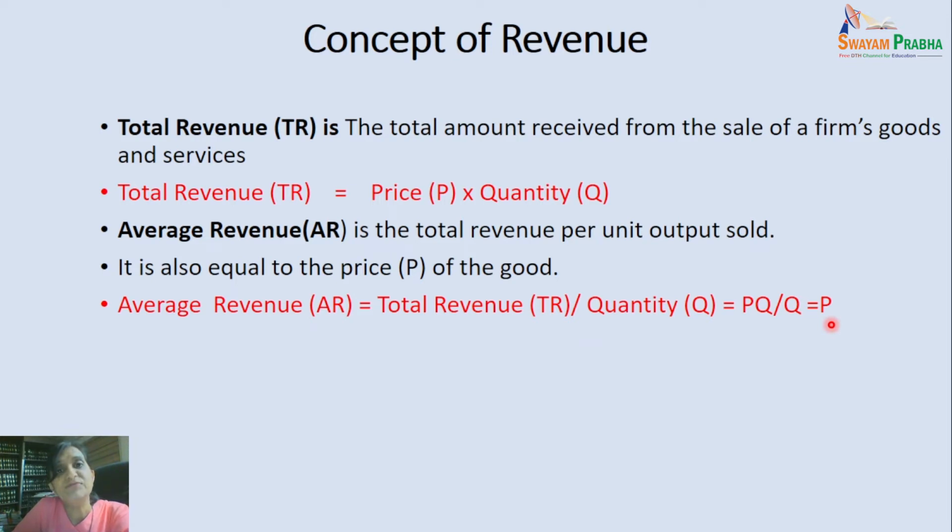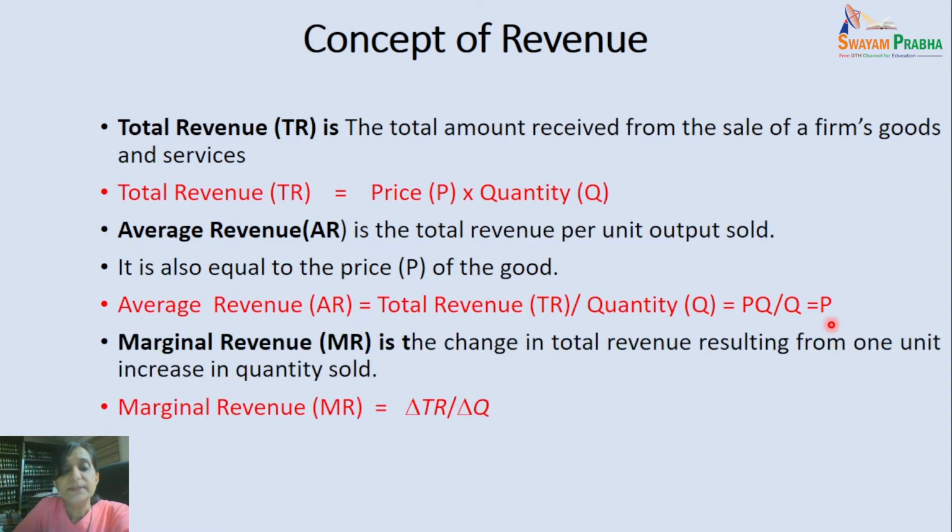And also average revenue curve is the same as the demand curve. The third concept which we have already discussed earlier is of marginal revenue. What is marginal revenue? Just for the purpose of revision, we are saying it is the change in the total revenue. Why? Because one extra unit is being sold.